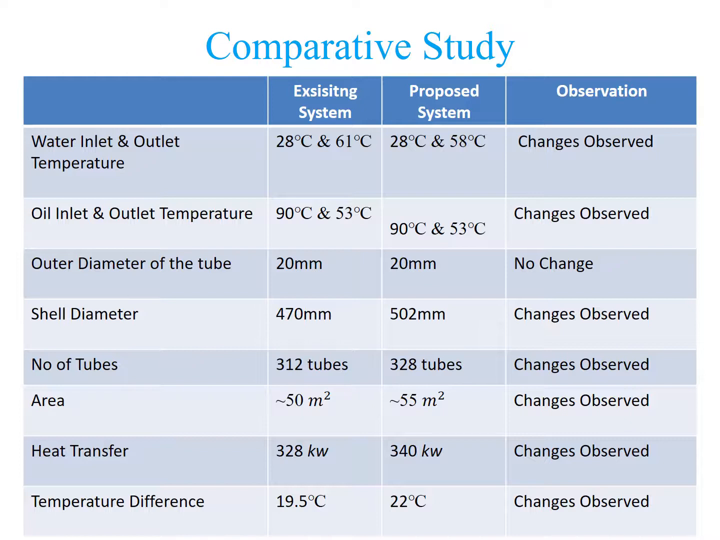Area. In the existing system the area is equivalent to 50 meter square and in the proposed system we have increased it to equivalent 55 meter square. Heat transfer in the existing system is 328 kilowatt and in the proposed system we have increased it to 340 kilowatt. The temperature difference in the existing system is 19.5 degrees Celsius and in the proposed system is 22 degrees Celsius, where the changes are observed.